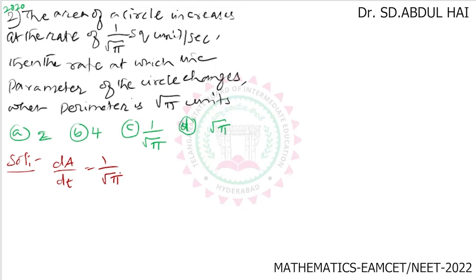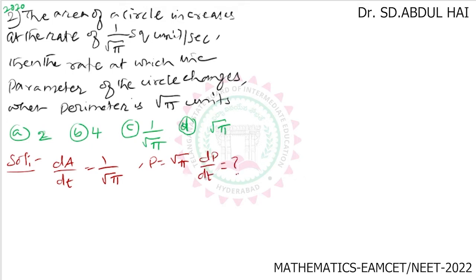Okay. And what is he saying also? The rate at which the perimeter of the circle changes. So, it means that you have to find dP by dt, when the perimeter is root pi. So, how much perimeter is given? Perimeter is given as root pi. Okay. So, P is equal to root pi.